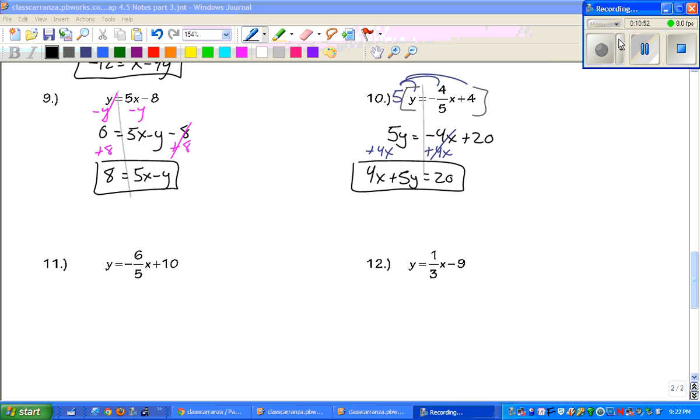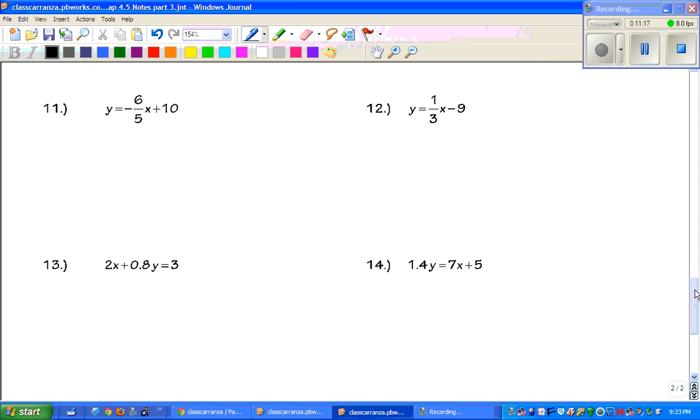All right, so there's your work for both of those. In 9, since x was positive, I subtracted the y to both sides, and then I added the 8 to both sides to get 8 equals 5x minus y. In number 10, you had to multiply everything by 5, add the 4 to the other side, and you get 4x plus 5y equals 20.